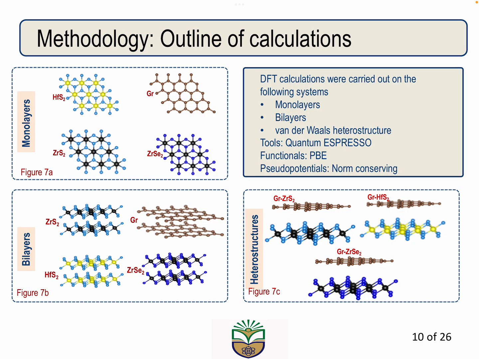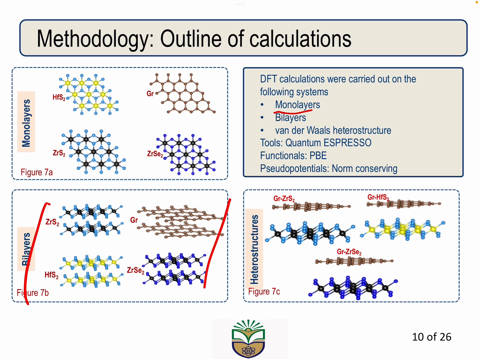So the methodology for our work is we started with the monolayers of our systems, and we did this by introducing a vacuum between the layers, and therefore we were able to obtain the monolayers of the various systems, after which we made their bilayers. We made the monolayers by introducing a vacuum of approximately 20 angstrom. Then after that, we combined 2 layers of each system to obtain the various bilayers, and then we formed the heterostructures by combining each of the systems with graphene.